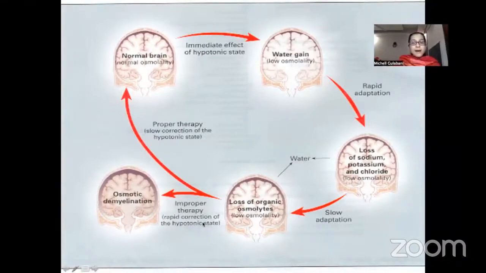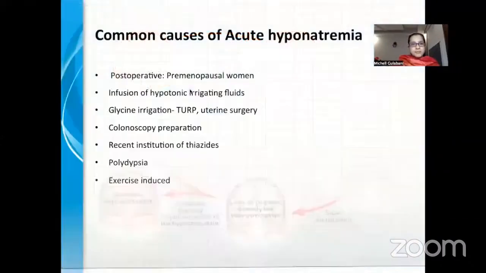If you do an improper correction by rapidly correcting the hyponatremia, which is chronically there, these organic osmolytes, which are being lost when the hyponatremia is given, there will be rapid loss of water from the cells, resulting in cell shrinkage and osmotic demyelination. However, if proper therapy is given in a controlled way and at a slow rate, then these organic osmolytes, which were being lost when the patient was hyponatremic, tend to be retained by the cell again. So the major complication of central pontine myelinosis or osmotic demyelination syndrome, which is because of cell shrinkage, will be avoided to a large extent. And then you will get your normal brain with normal osmolality.